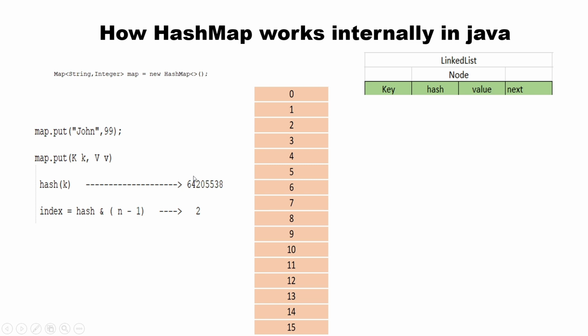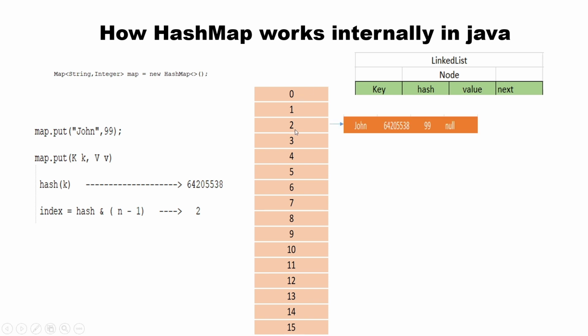Let's consider it generated the hash value as 64205538 for your key. This hash value we again check with a modulus operation to get the index. We got the index as 2, so the first entry we are going to place at the second index of the bucket.